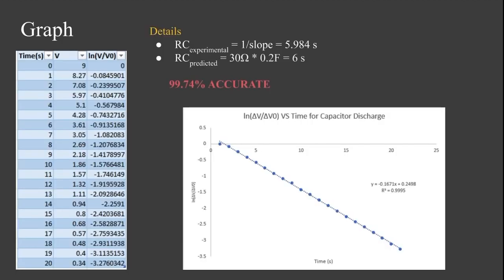Finally, we can graph our results by timing the capacitor discharge time for a 9 volt battery, 2.5 farad capacitor, and a 30 ohm bulb. After linearizing the data, we can divide 1 over the slope and get an RC experiment value of 5.984 seconds. The predicted value is found by multiplying the light bulb resistance by the capacitance to get 6 seconds. The values were very similar, with the data having a 99.74% accuracy.